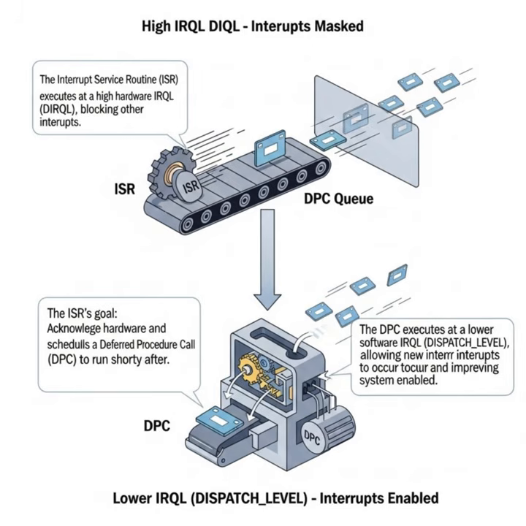The DPC will do the slower work, like copying the packet data into memory buffers for the operating system's network stack to use. This two-phase ISR DPC model is a masterful compromise, ensuring urgent hardware needs are met instantly while preventing a single chatty device from monopolizing the CPU.